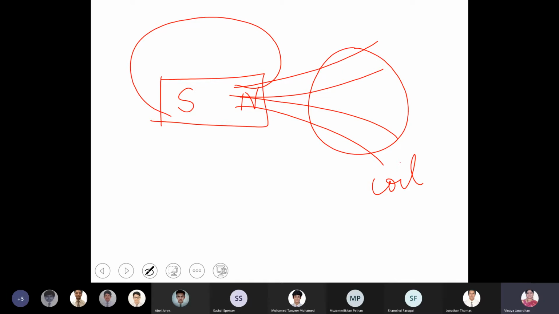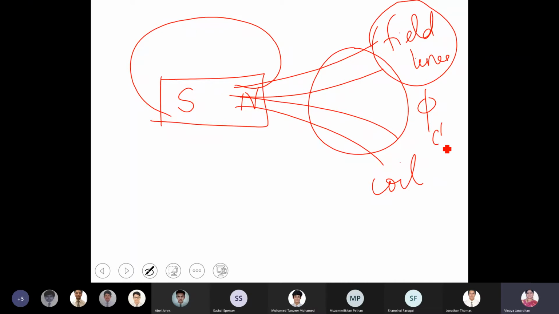So when a magnet is moving near a coil or a loop, now what happens? The number of field lines passing through the loop is going to change. In other words, the number of field lines means the magnetic flux. Flux, whether it is electric flux or magnetic flux, is the number of field lines passing through a given coil in a direction perpendicular to the plane of the coil. So when the magnet is moving towards a coil, the magnetic flux, which means the number of field lines passing perpendicular to the coil, is going to change.